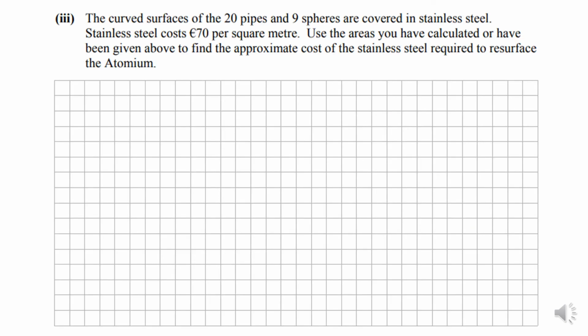Okay, so part 3, the curved surfaces of the 20 pipes, that was 8 plus 12, and the 9 spheres are covered in stainless steel. Stainless steel costs €70 per square meter. Use the areas you've calculated or have been given above to find the approximate costs of the stainless steel required to resurface the Atomium. Okay, so we have to get our answers from before.